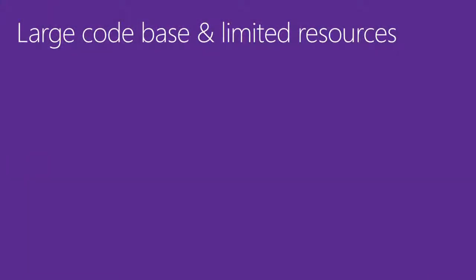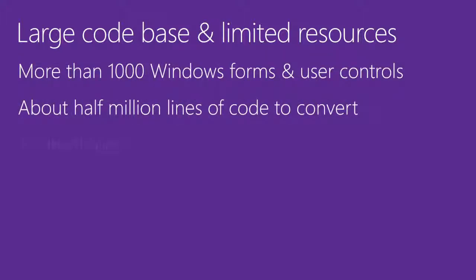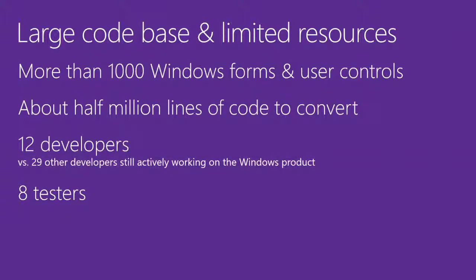I already mentioned this. We have 4 million lines of code and 1,000 Windows Forms. We have 12 developers and 8 testers. So you may think it's a decent-sized team. But let me just throw you two other numbers. We have 29 other developers that are still actively developing in the Windows product. They're adding new features based on client requests. They're fixing bugs from the support desk. We also have 28 other testers that are actively scripting against the Windows product. And we're trying to migrate at the same time. You can imagine the challenge here.